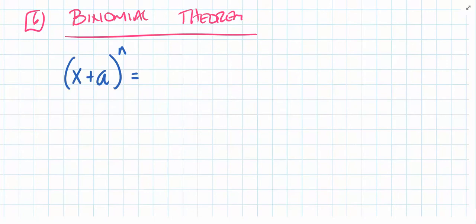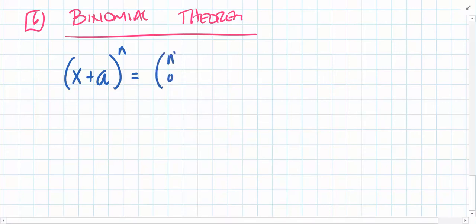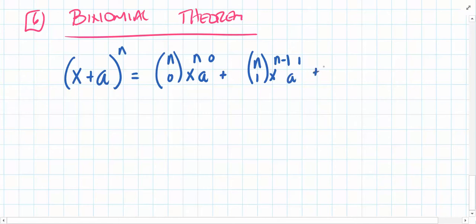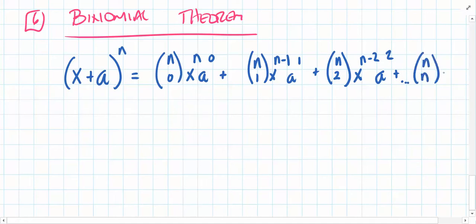If we were taking a binomial, which is an expression that has two terms like this one, x plus a to the nth power, it is equal to n choose 0 multiplied by x to the nth a to the 0, plus n choose 1 x to the n minus 1 a to the 1, plus n choose 2 x to the n minus 2 a squared, plus dot dot dot all the way down until we get to n choose n x to the 0 a to the nth.